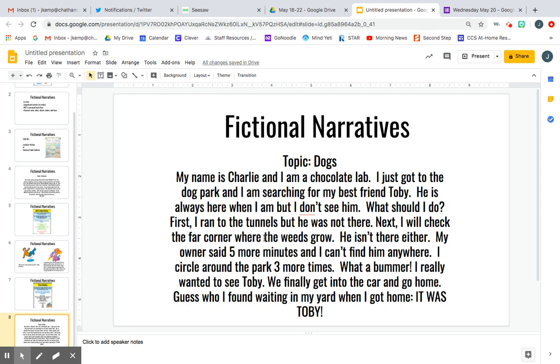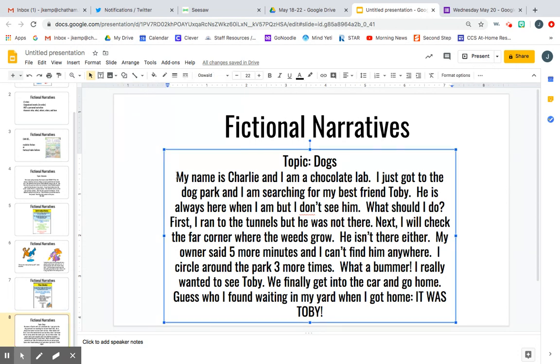And remember, this is just the body. If I wanted to add an introduction and a conclusion, I would put the introduction at the beginning, before the my name is Charlie part. And if I was going to add a conclusion, I would put it at the end, after the dog realizes that his friend Toby is actually waiting for him at home in his yard.